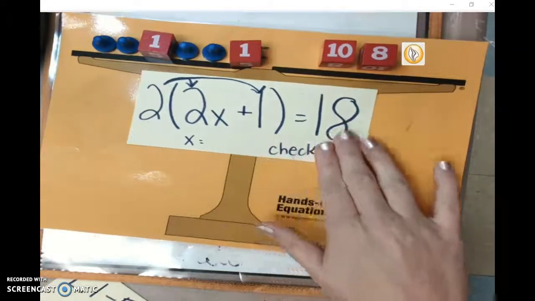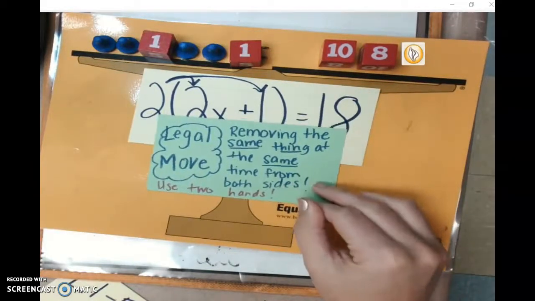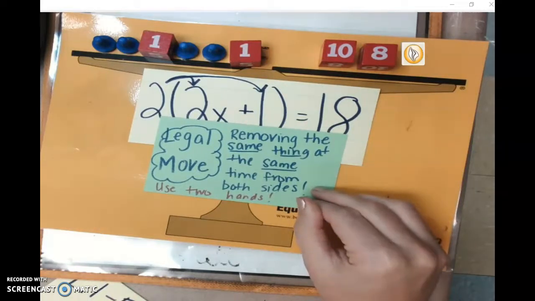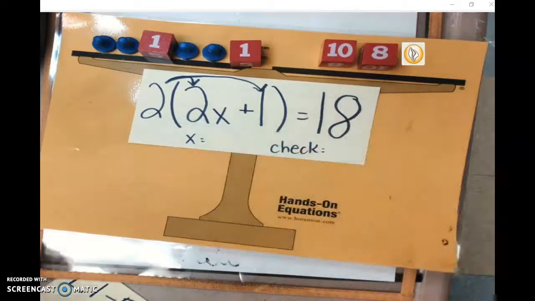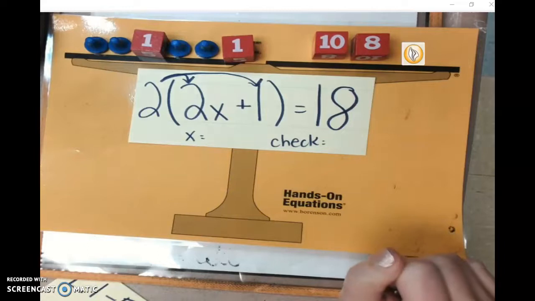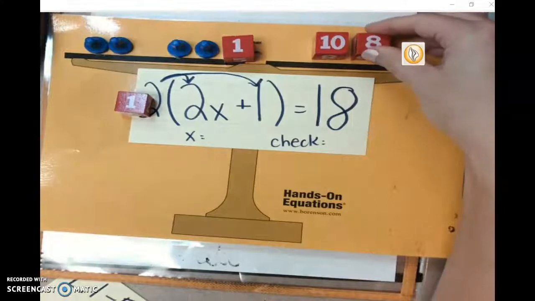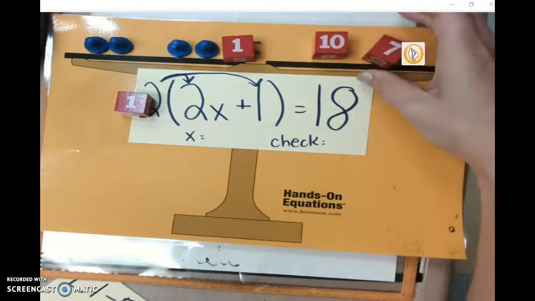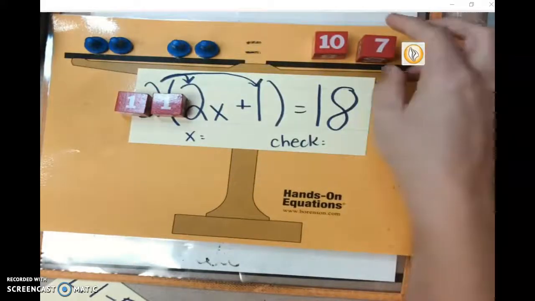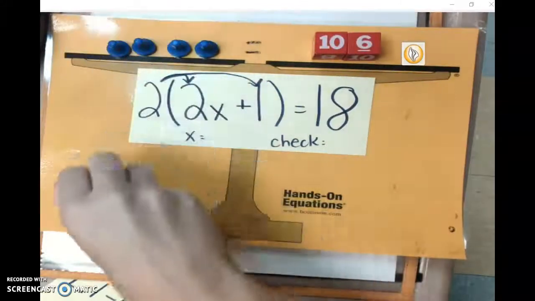So now we are going to use our legal moves in order to simplify this equation so that we can quickly solve it. Remember, our legal move is we can remove the same value at the same time simultaneously, and it will not change the value of our equation. So I cannot remove any pawns, but I can remove one value. So that would take 18 minus 1 would be 17. And I can remove another value, and it would be 17 minus 1, which would be 16. And now it's as simplified as we can make it.